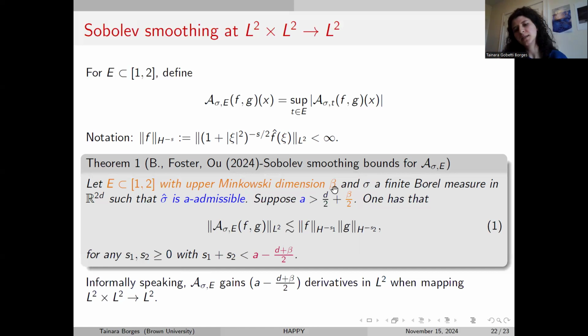One thing particular from the bilinear case is that you have this extra d over 2 in the condition. If you compare this with the linear case, you do not see that d over 2 at all.